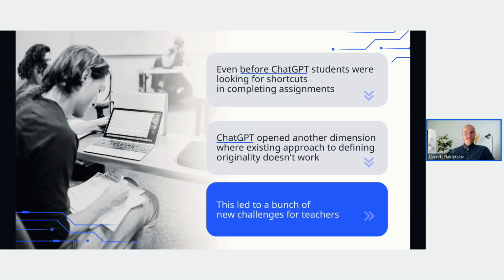Even before ChatGPT, students actively employed cheating backdoors that help them to submit assignments without actually completing them. Those backdoors were successfully fixed by plagiarism checkers. However, ChatGPT created a totally new dimension where an existing approach to defining text originality doesn't work.